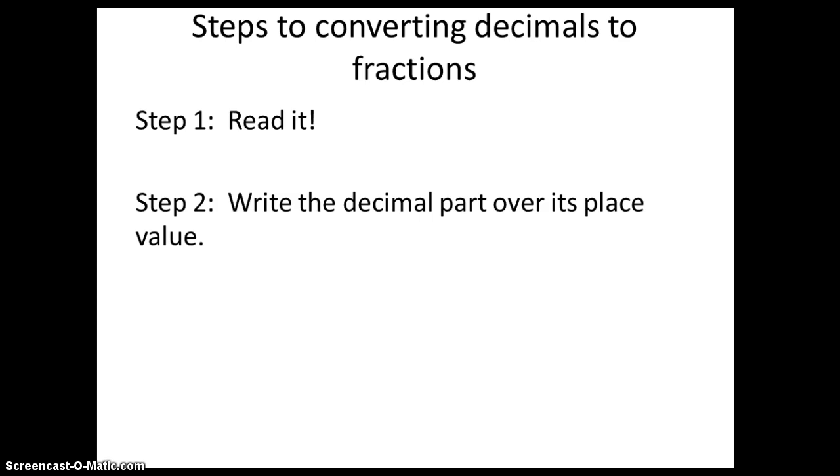Step 1 to converting a decimal to a fraction is to read the decimal. Step 2 is to write the decimal part over its place value. The final step, step 3, is to simplify the fraction if you need to.